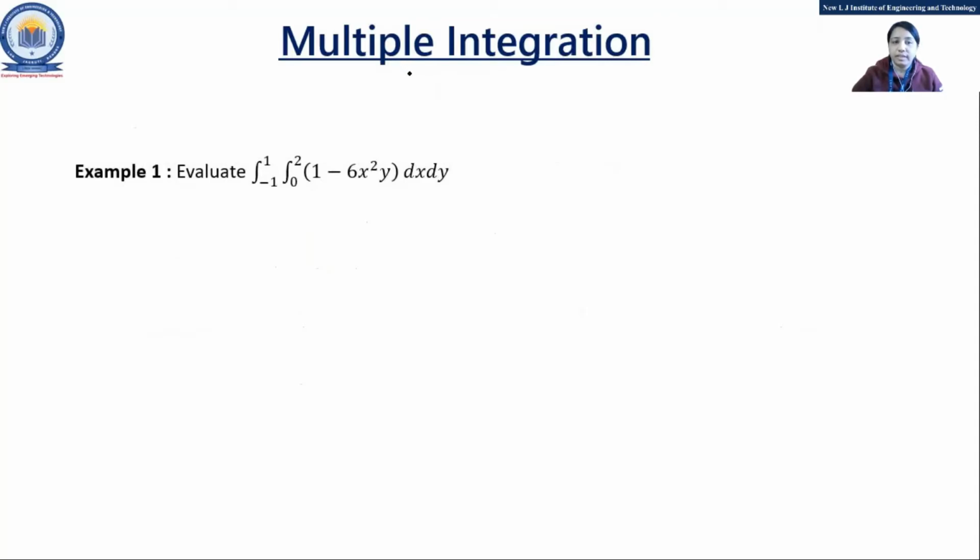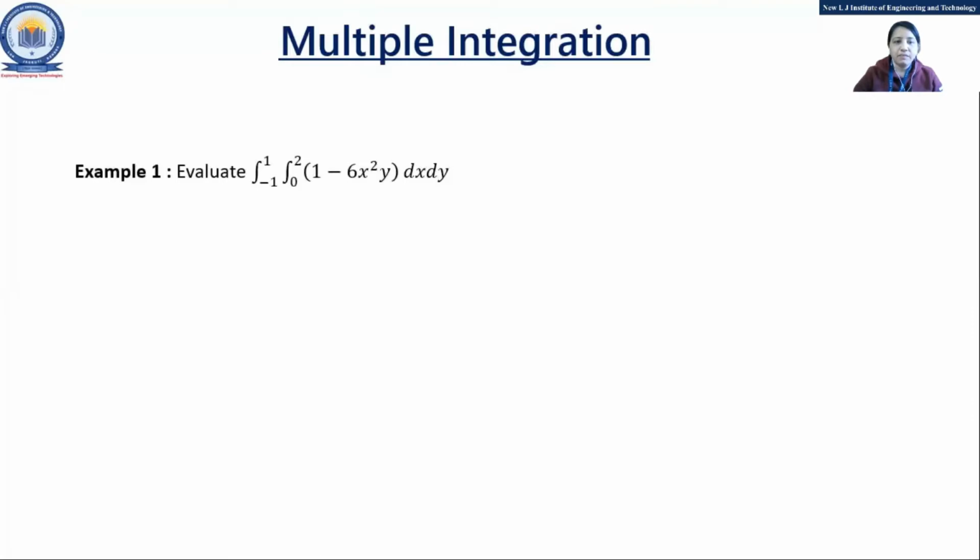Now we'll move to the example. Suppose this is given: evaluate the integral from -1 to 1, 0 to 2, of (1 - 6x²y) dx dy. In which order are we supposed to do the integration? Either with x or with y, or can we take anything? Just write down in the chat box.